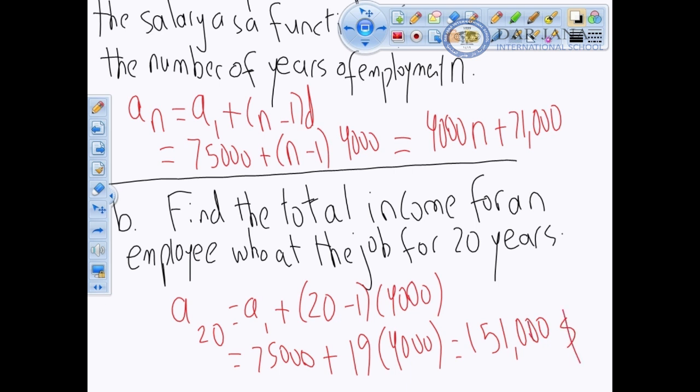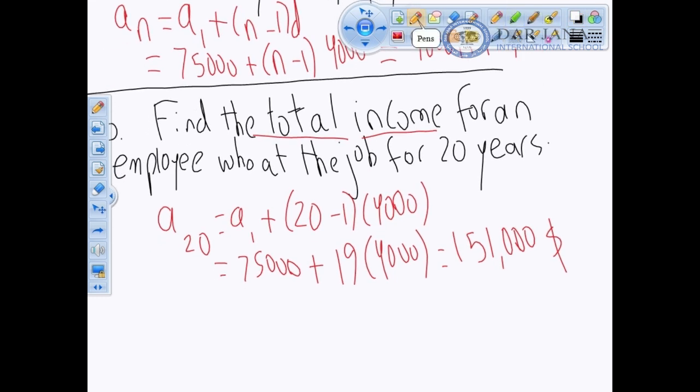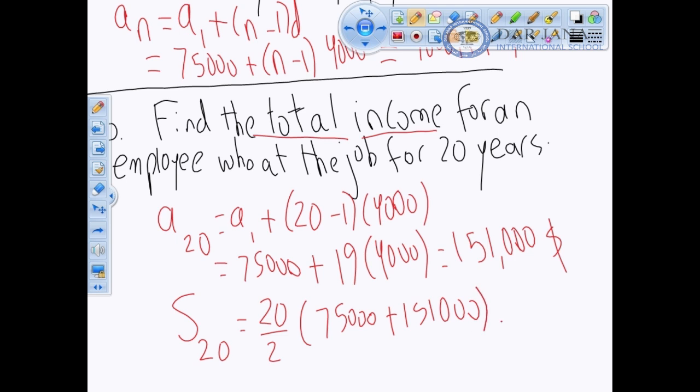Now I need to find the sum of these salaries among 20 years, since he said the total income. So, using the formula of the sum, S20 is equal to 20 over 2 times 75,000 plus 151,000, which is equal to $2,260,000.